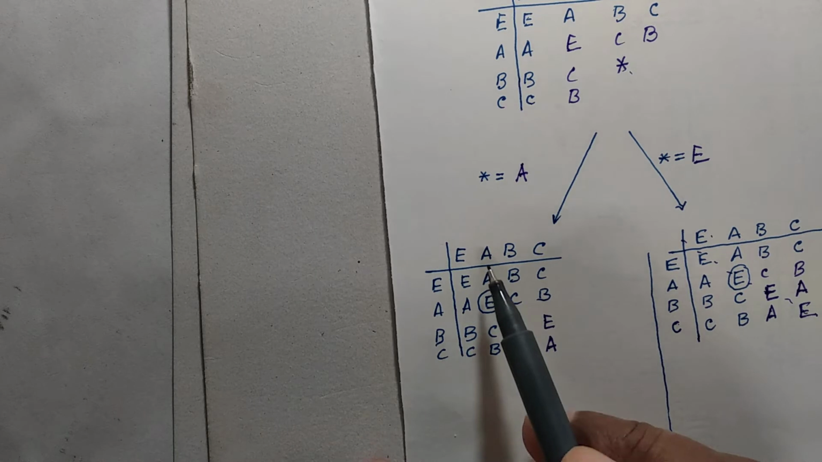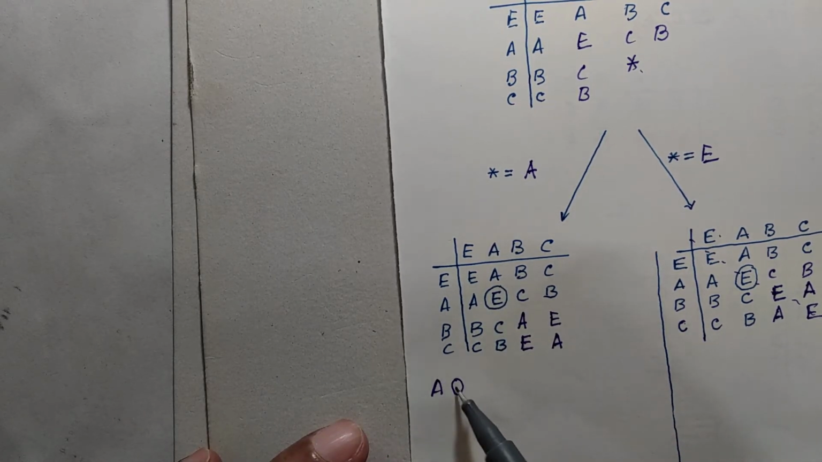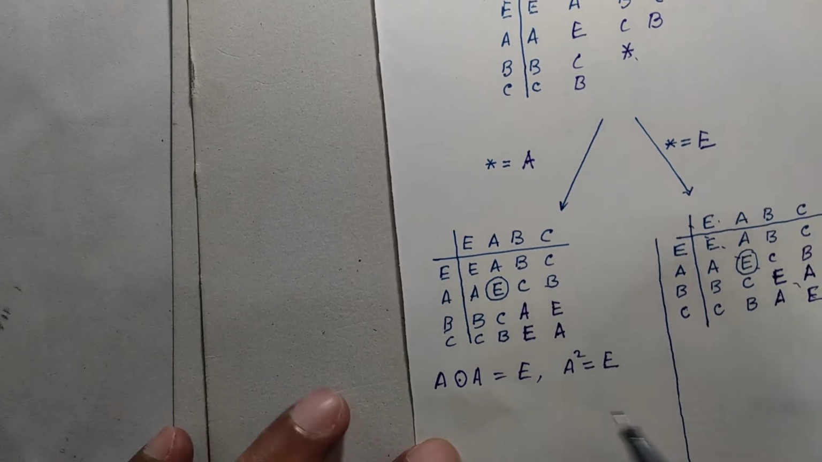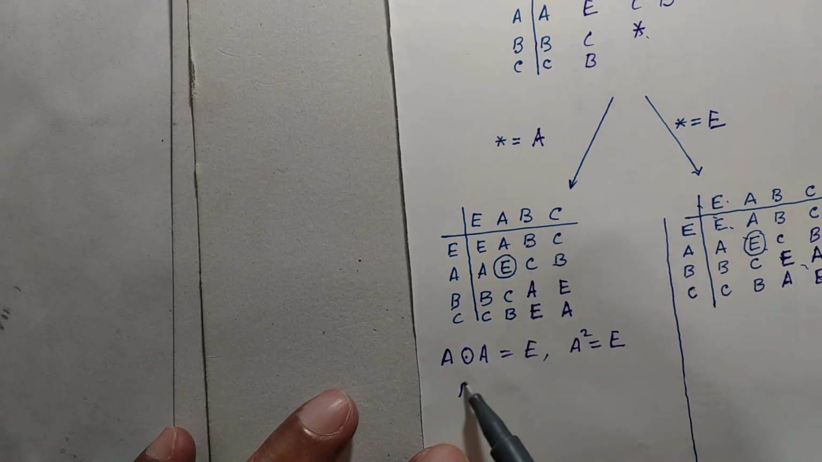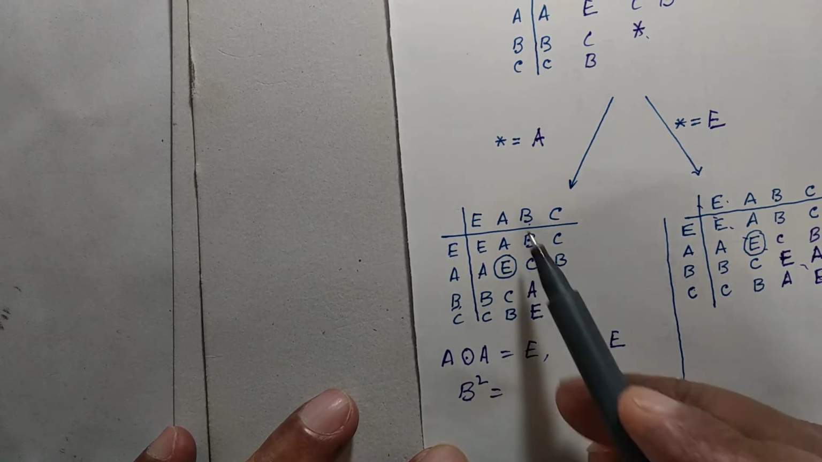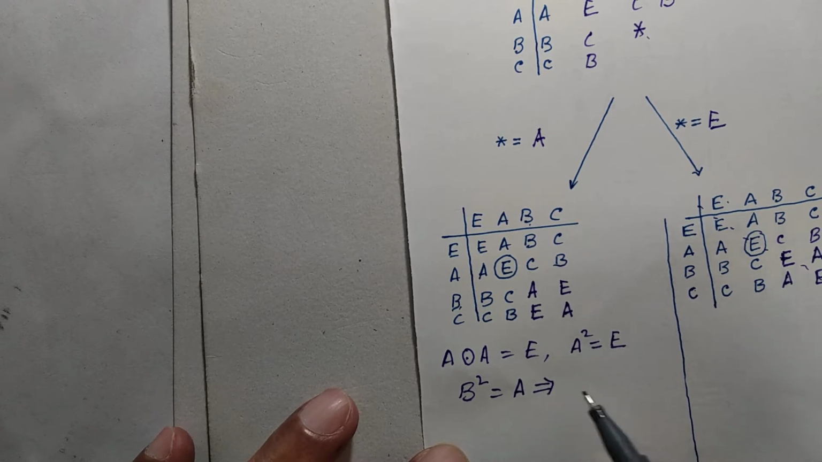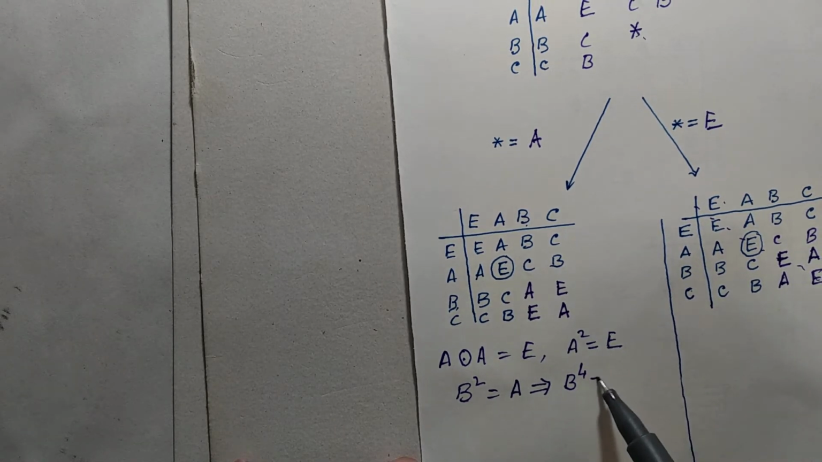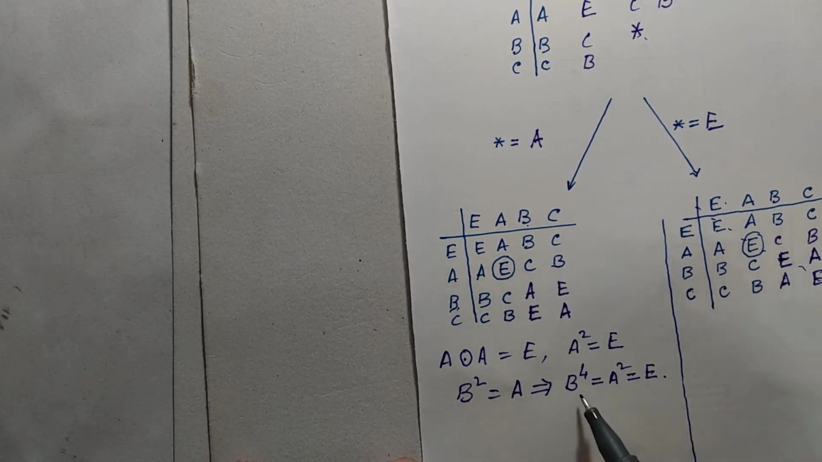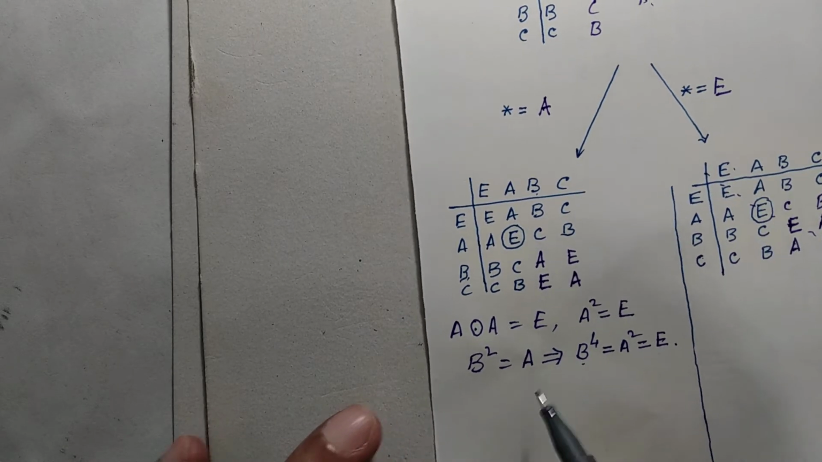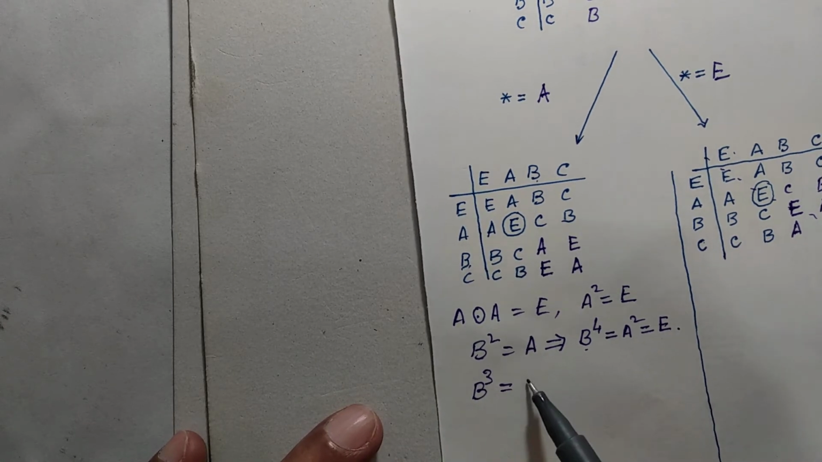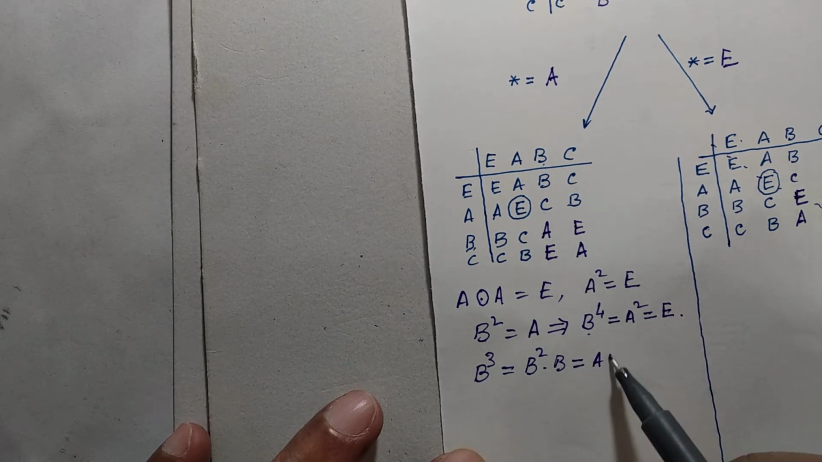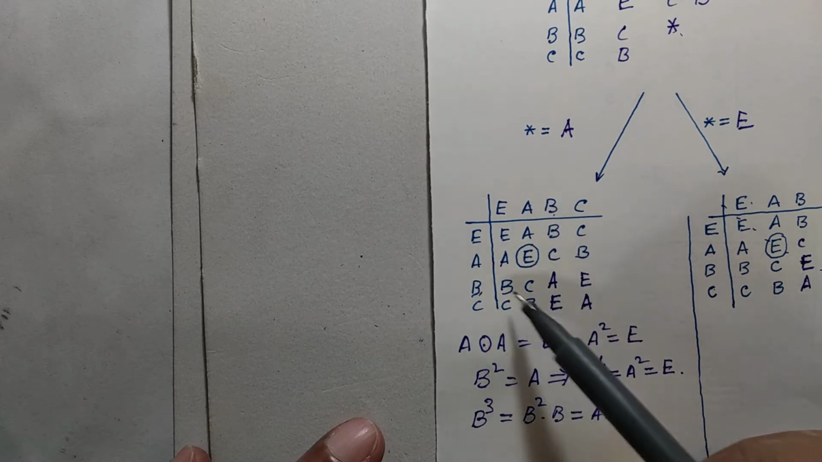Now, in this case, we see that A combined with A gives E. Simply we can write A square is equal to E. And B, similarly B combined with B, that is B square, is A. This means that B to the power 4, B taken 4 times, will give you A square, and A square is identity. So you have B to the 4 is E, identity. A square is E. And what is B to the power 3? B to the power 3 may be taken as B square combined with B. B square is A, combined with B gives you what? A combined with B gives you C.